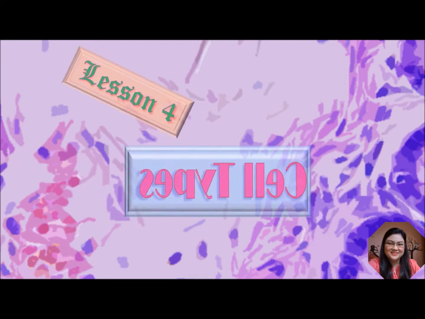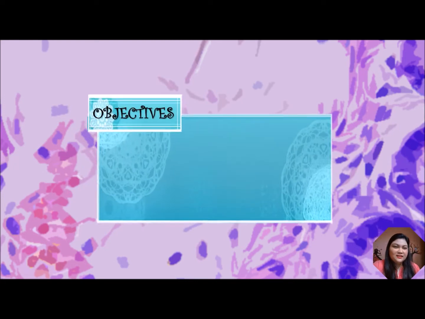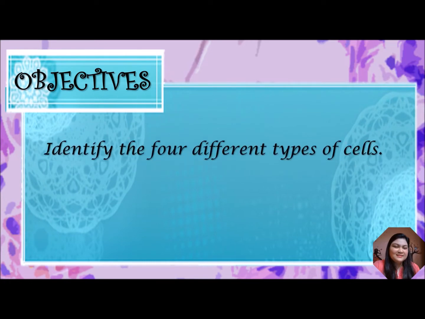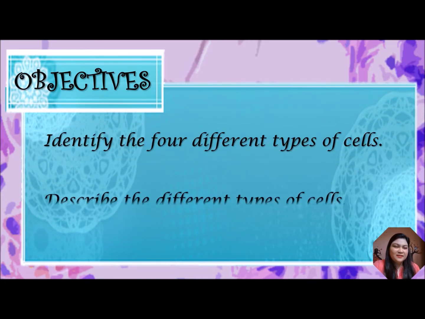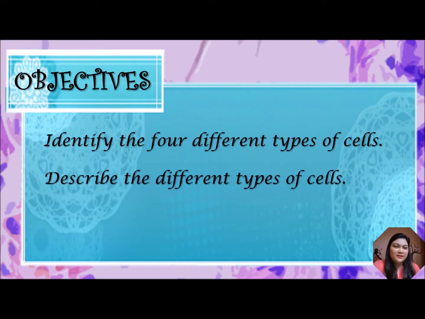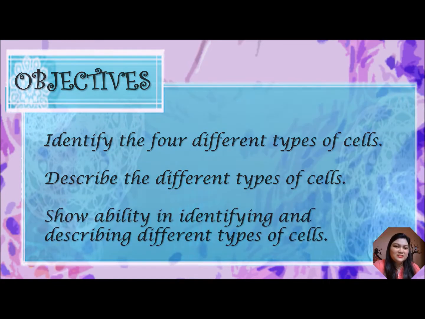Hello everyone! We are now on our lesson number 4, the cell types. For our objectives, first, identify the 4 different types of cells. Next, describe the different types of cells and show ability in identifying and describing different types of cells.